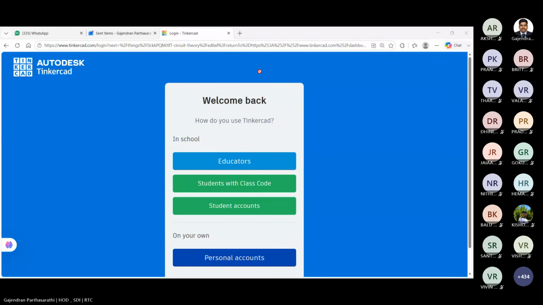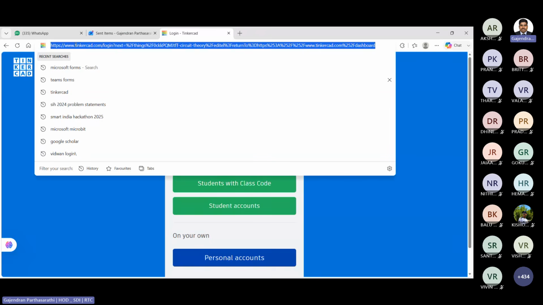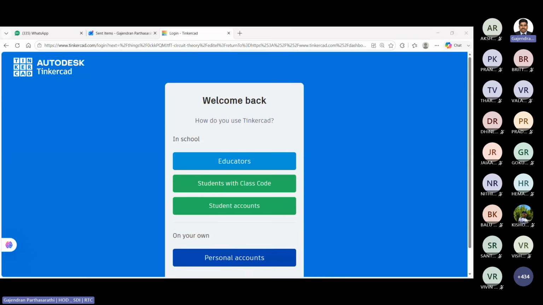Okay. If any newcomers joined today, I repeat how to get into Tinkercad. Always type www.tinkercad.com in your browser. The moment you type it in the browser, it will ask for the login credential. Please make use of your login.